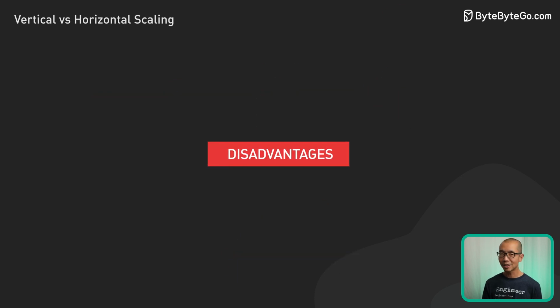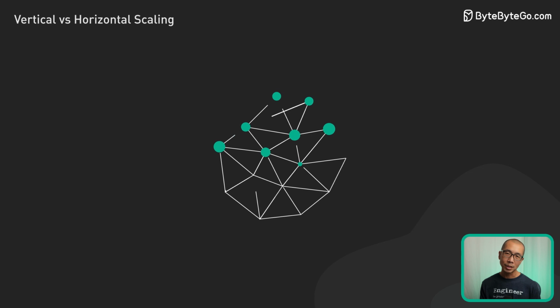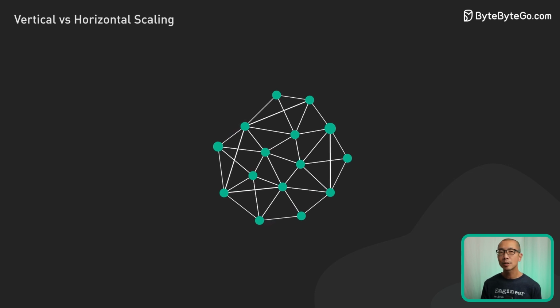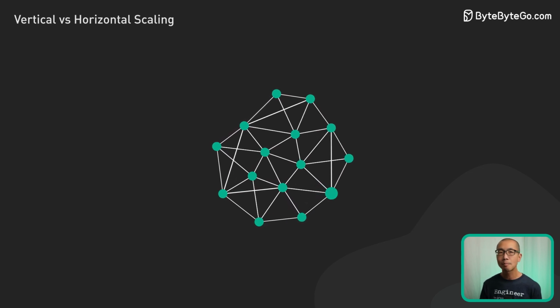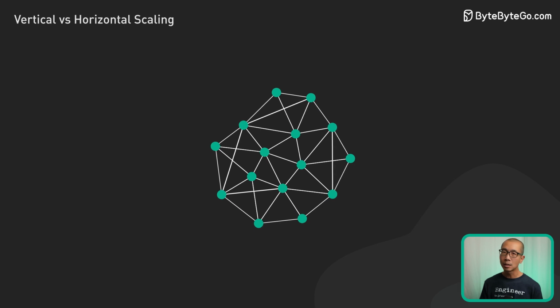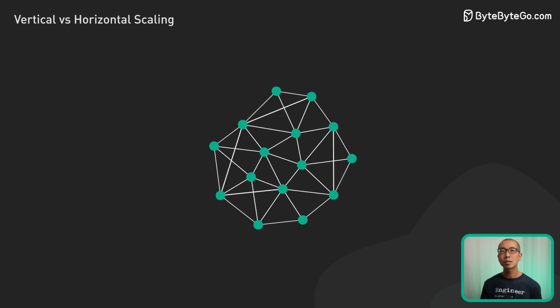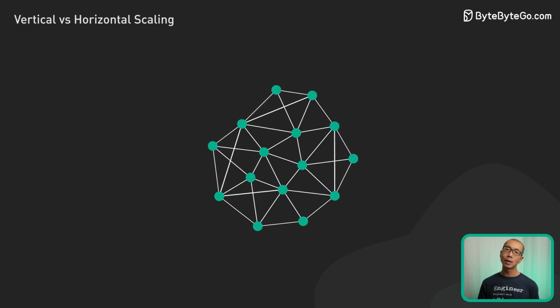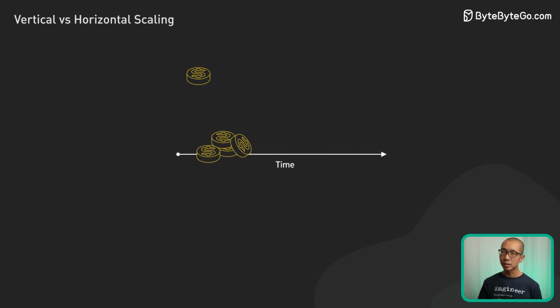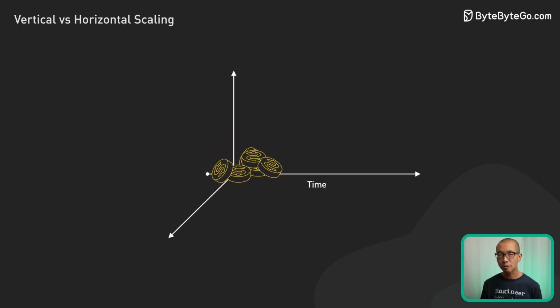Now here are some disadvantages. Complex to implement. Setting up and managing a distributed system is more complex than managing a single server. This is especially true for stateful systems like databases. Higher upfront cost. There are several dimensions on the cost front.